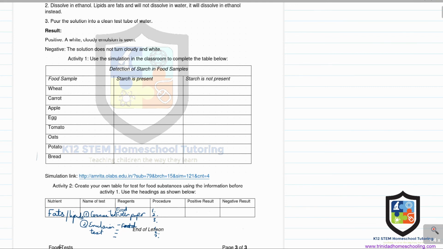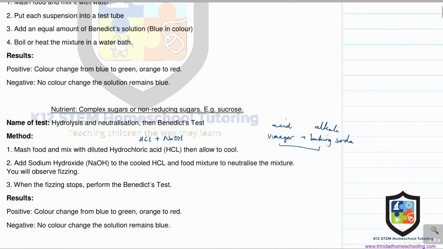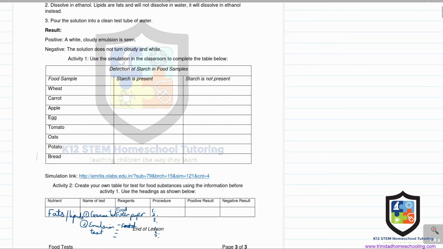So you're going to fill out this table for me with all of the information from all of the tests from before. Now you need to memorize that table. This is one of the activities that is going to be your assignment. Your activity 1 is the same thing, but you're going to use the simulation. There's a link in the classroom, and you're going to complete this table. I'm going to show you now what that simulation is and how to use it.